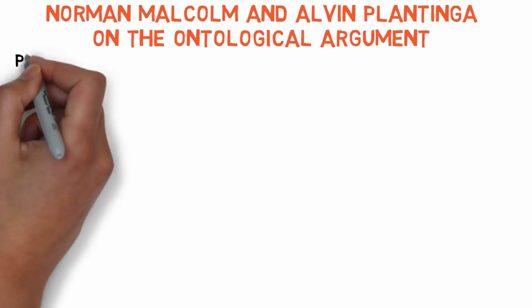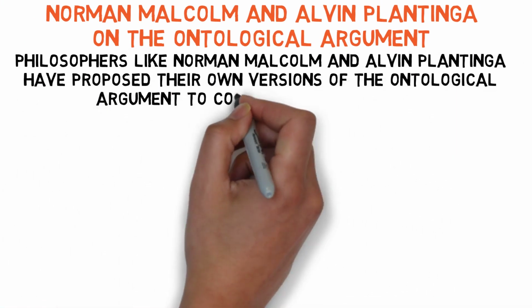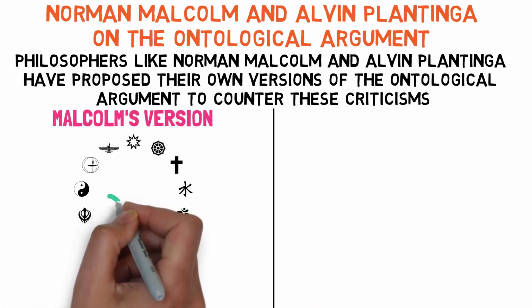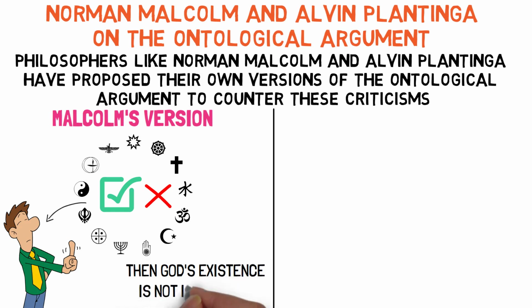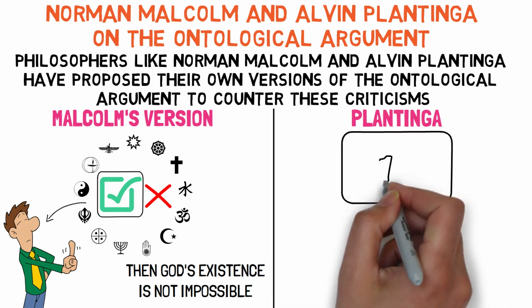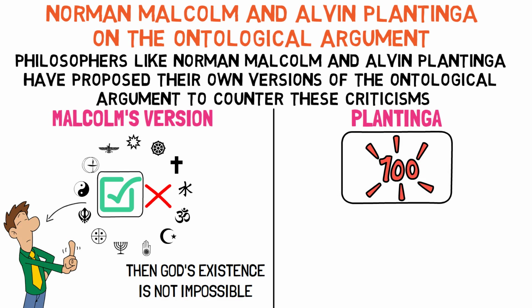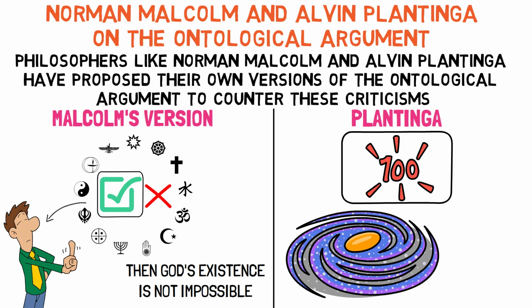In more recent times, philosophers like Norman Malcolm and Alvin Plantinga have proposed their own versions of the ontological argument to counter these criticisms. Malcolm's version states that God's existence is either necessary or impossible. He argues that if the concept of God doesn't contain contradictions, then God's existence is not impossible, which means it must be necessary. Plantinga, on the other hand, argues that a being with maximal greatness, possessing qualities like being all-knowing, all-powerful, and supremely good, must exist in at least one possible world. Therefore, a being of true greatness, which we can equate with God, exists in our actual world.